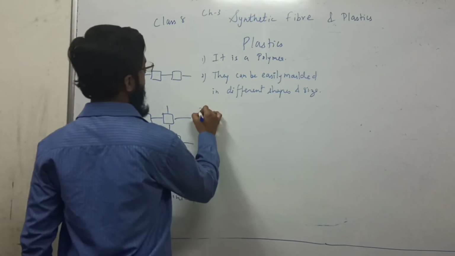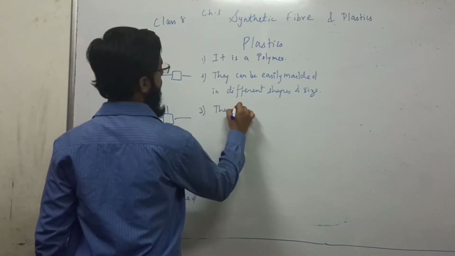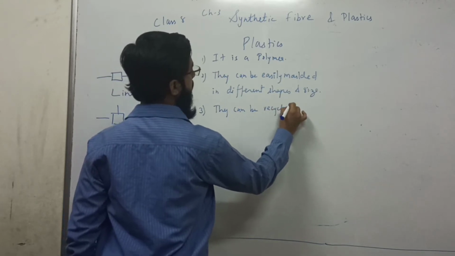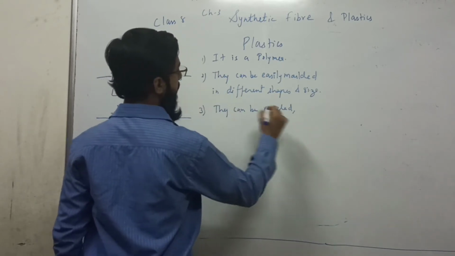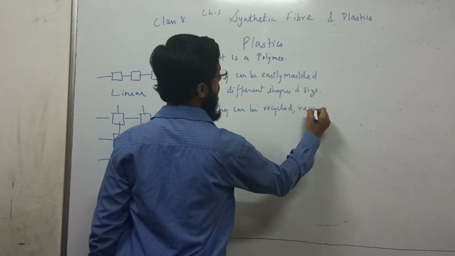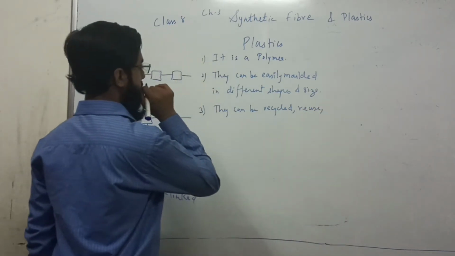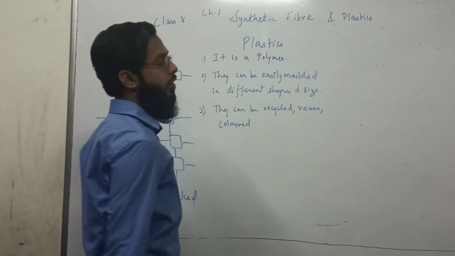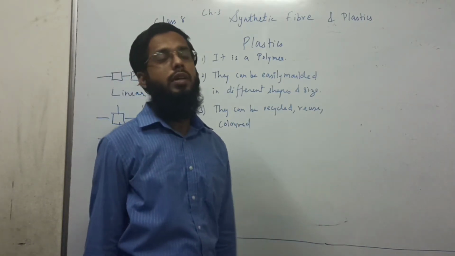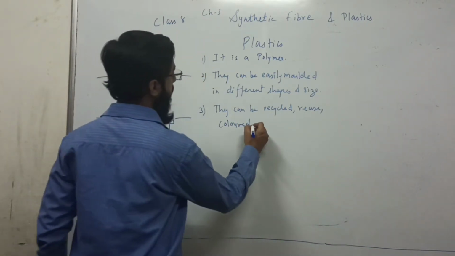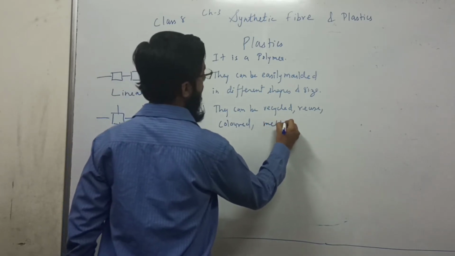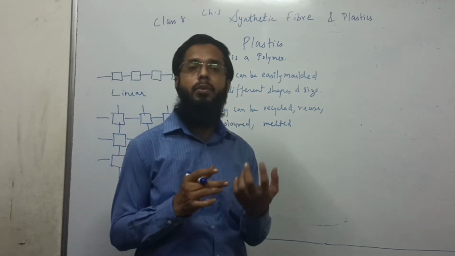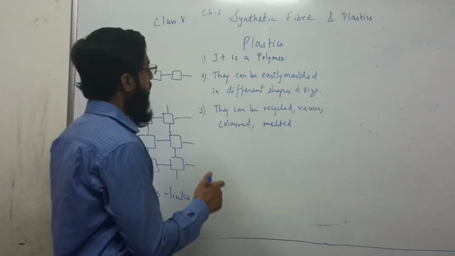Also, they can be recycled, then reused. They can also be colored in many varieties. So we have different varieties of colored plastics. They can be colored, they can be melted. So again, if you want to change the shape, they can be melted again.